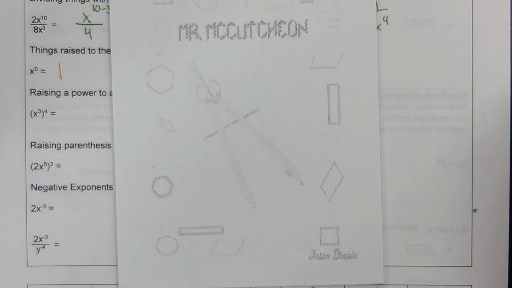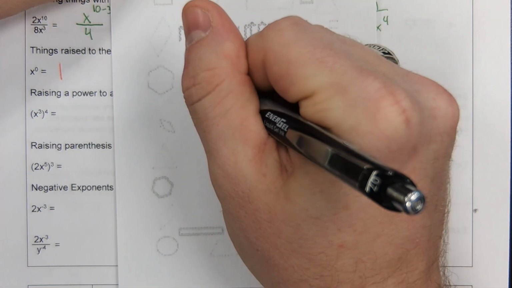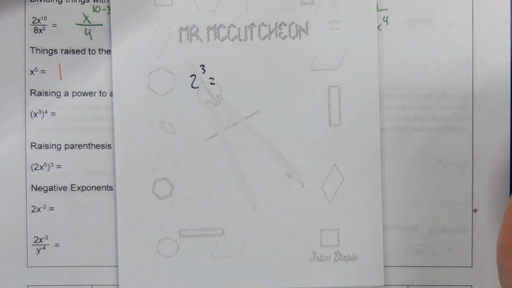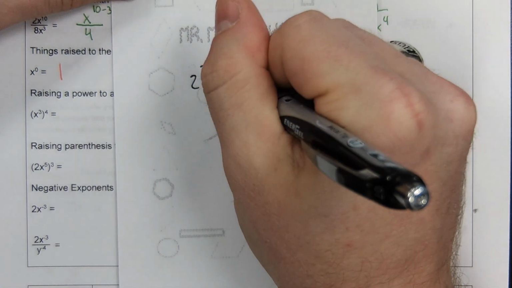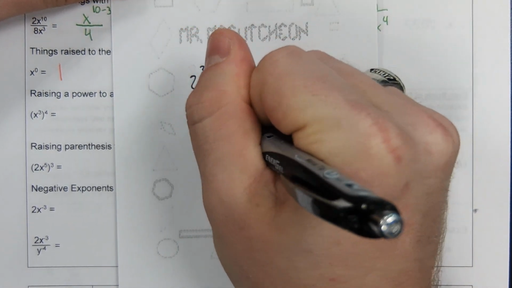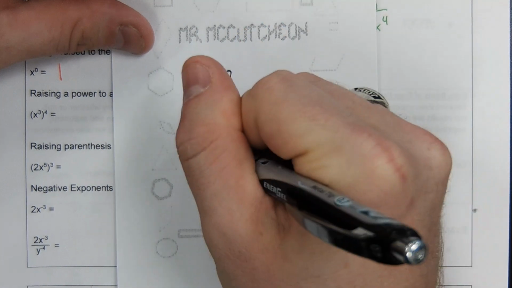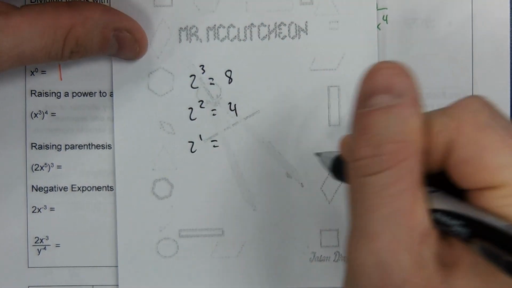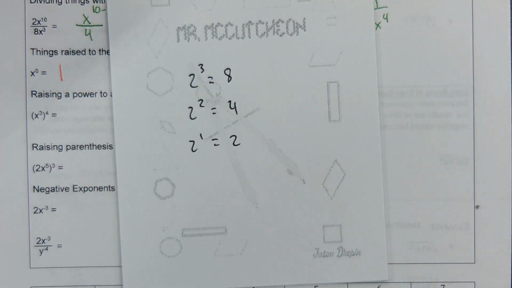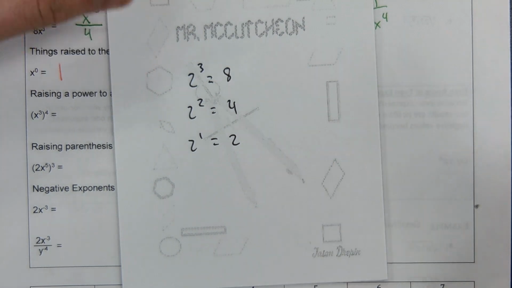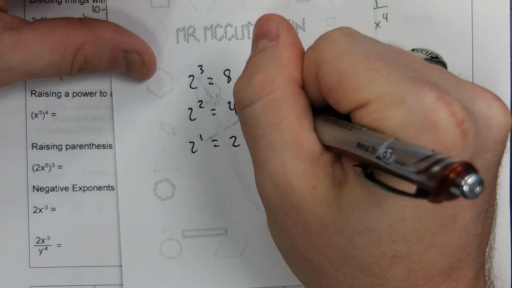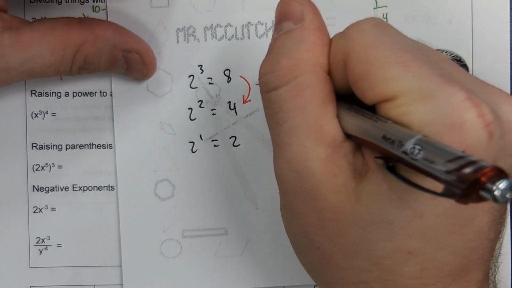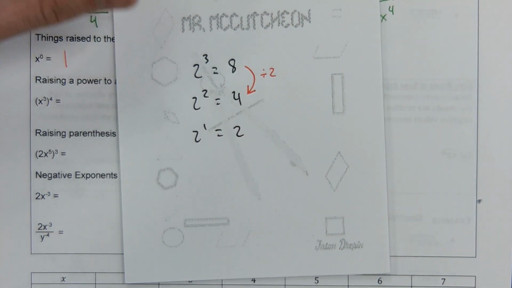Let me use powers of 2. Okay, so 2 raised to the power of things. What is 2 to the third? It's 8. What's 2 to the 2? 4. What's 2 to the 1? 2. Let me ask you, what am I doing to this number every time? So every time the exponent decreased by 1, I divided by 2, right?